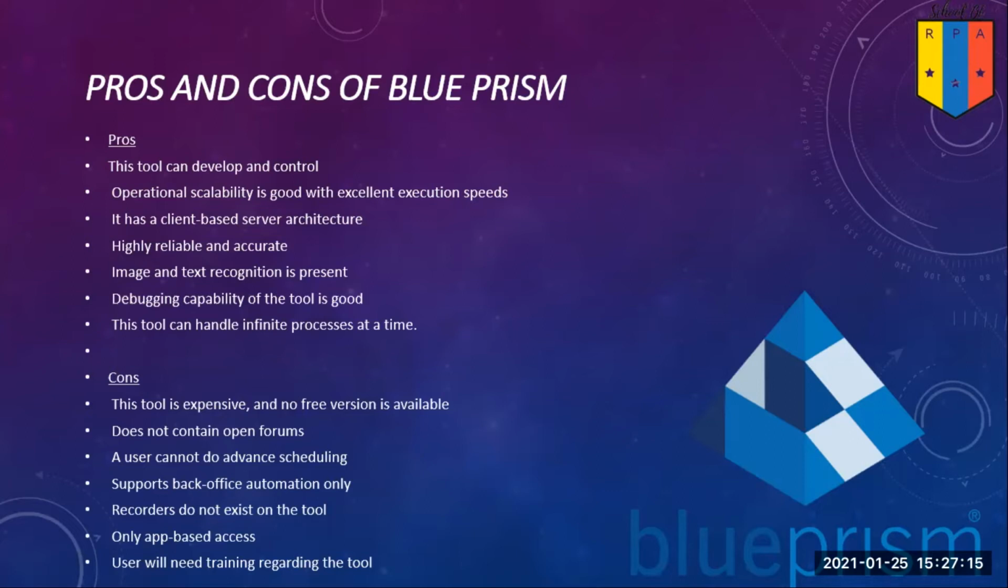The cons. This is an expensive tool, and no free version is available. There is not much of a developer community or open forums around this tool. There is, but it's not as big. A user cannot do advanced scheduling; only very simple scheduling is available. One of the biggest cons of Blue Prism is that it supports only back office processes, so unattended automation. There is no recorder in this tool. This tool only supports app-based access, and a user will require some amount of training before they can start using this tool.